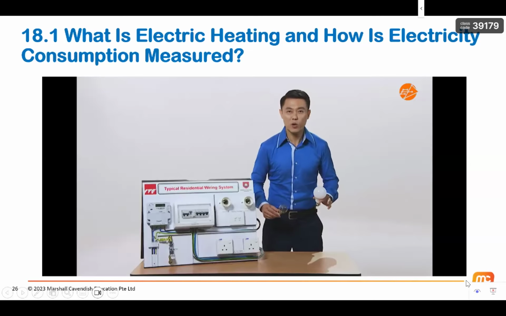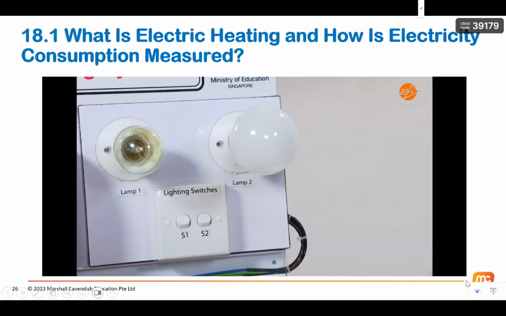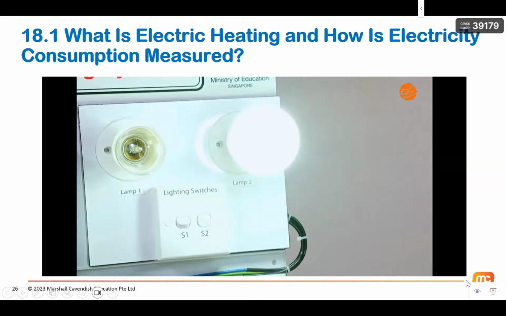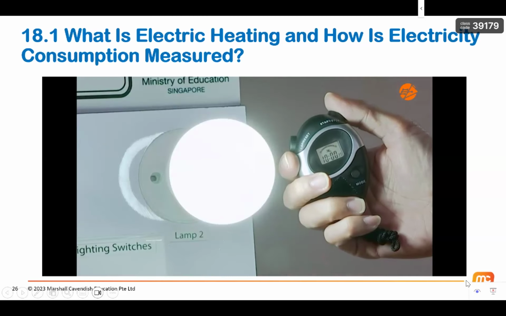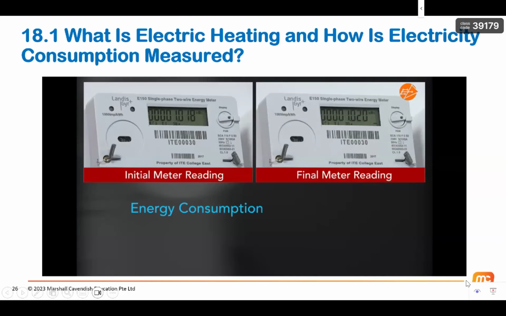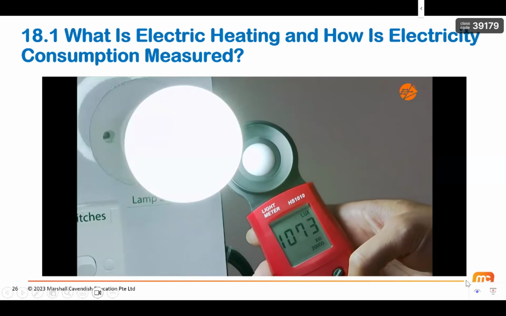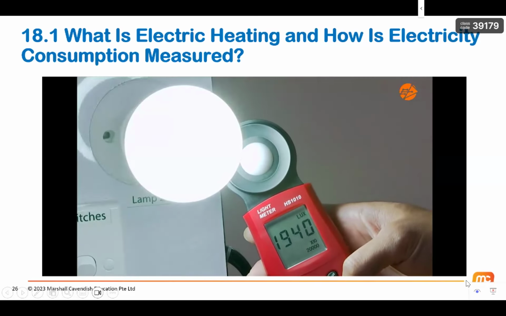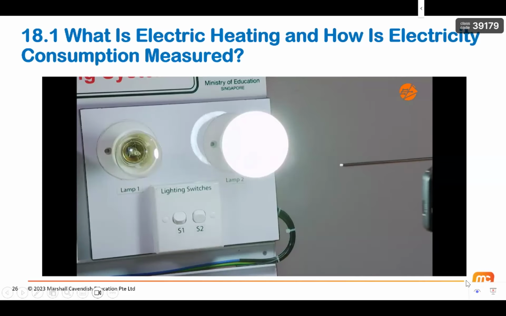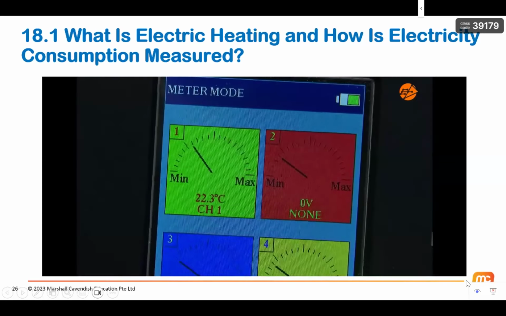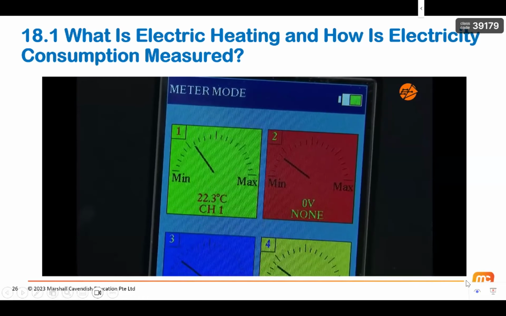In this segment, we are going to compare some properties of an LED bulb and a filament bulb. Let's calculate the energy consumption of the LED bulb over a period of 10 minutes. After 10 minutes, the energy consumption of the LED bulb is 0.002 kilowatt hour. The LED bulb has a maximum intensity of about 19,540 lux. The temperature of the LED bulb is 22.3 degrees Celsius.